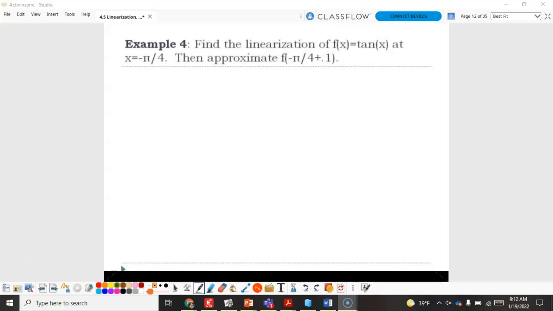For tan at negative pi fourths, that means we need to find the derivative of tan. So f prime of x equals secant squared x. And then you need to find the derivative at negative pi fourths.